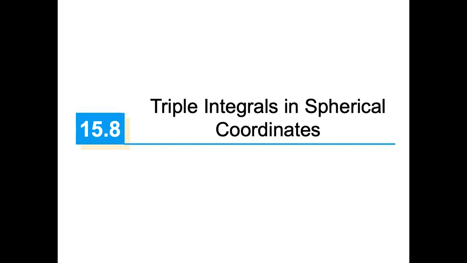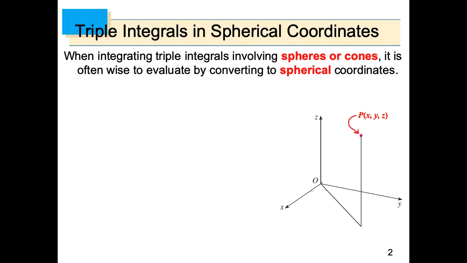So now let's move on into the new coordinate system that is spherical coordinates. When integrating triple integrals involving spheres or cones, it is often wise, notice it says often wise, not always wise, but it's often wise to evaluate by converting to spherical.